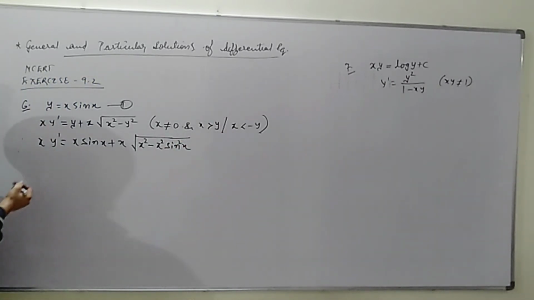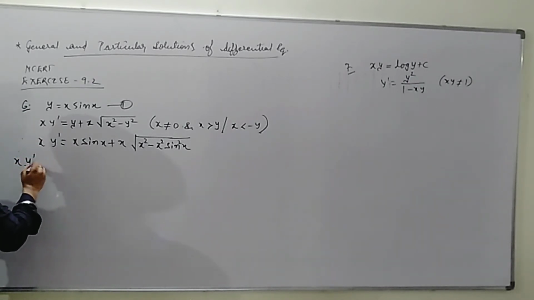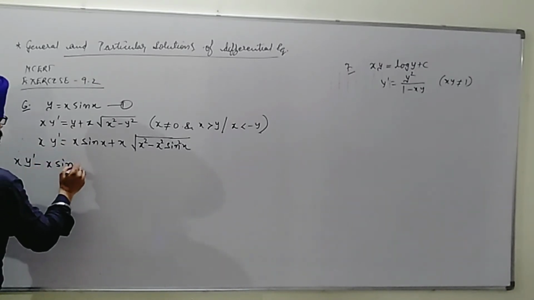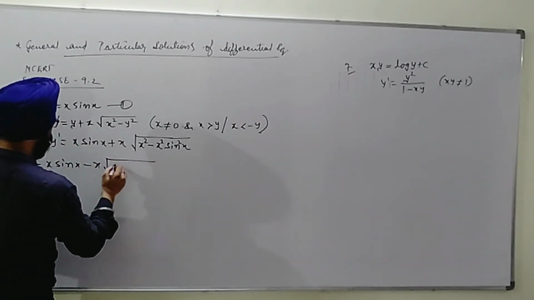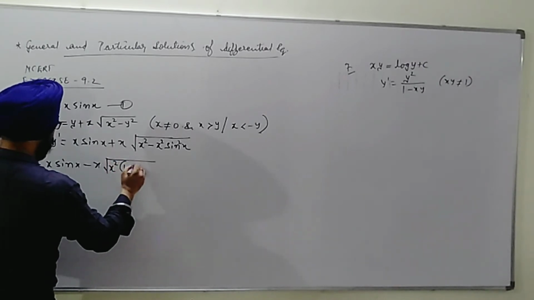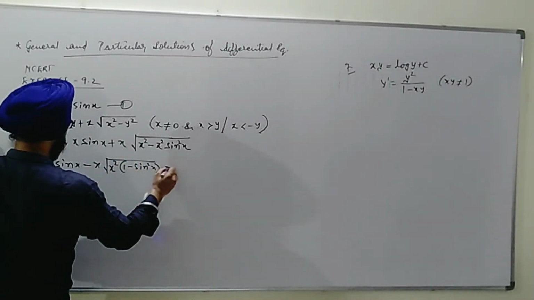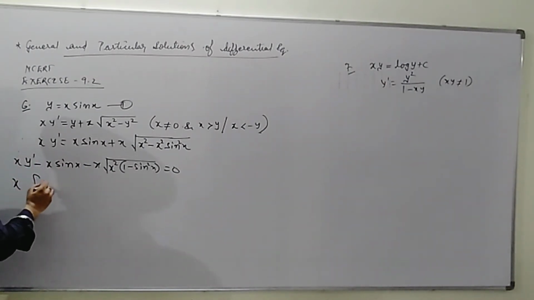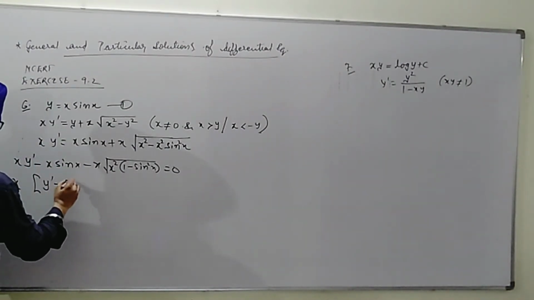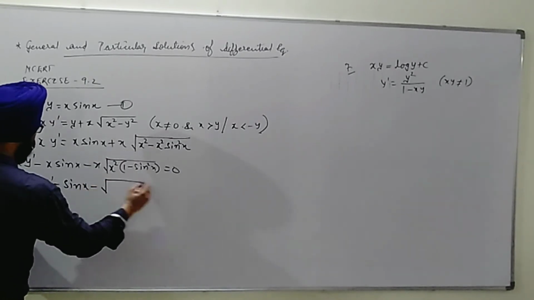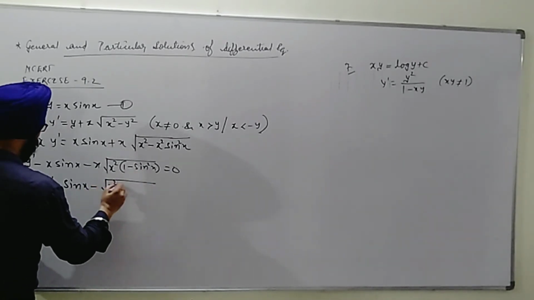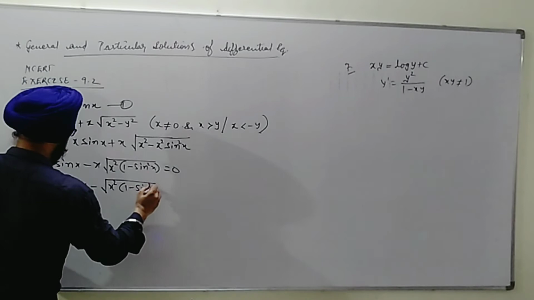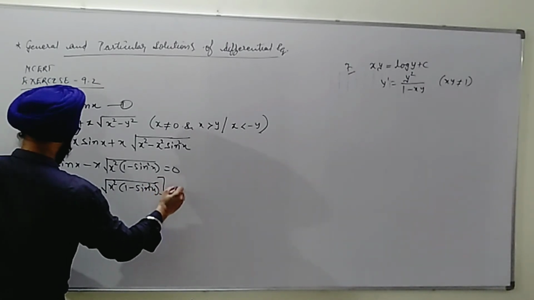Now from all the terms, as we are having x common, we can write this as x y dash minus x sin x minus x under root, this x square also is common, 1 minus sin square x. I shifted all the terms to the left hand side. Now if x is taken common, we have x into y dash minus sin x minus under root 1 minus sin square x equal to 0.